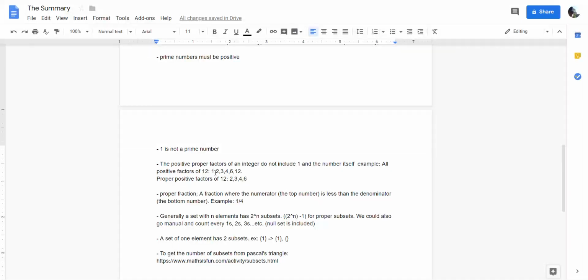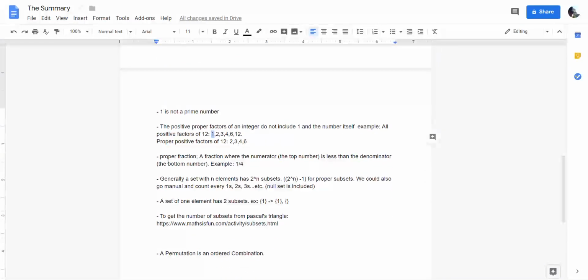So we have an example here. We've noted it down. We have 1, 2, 3, 4, 6, 12. These are the factors of the number 12. However, for the proper factors, you eliminate the 1 and you eliminate the 12, so you'll be left with 2, 3, 4, 6.